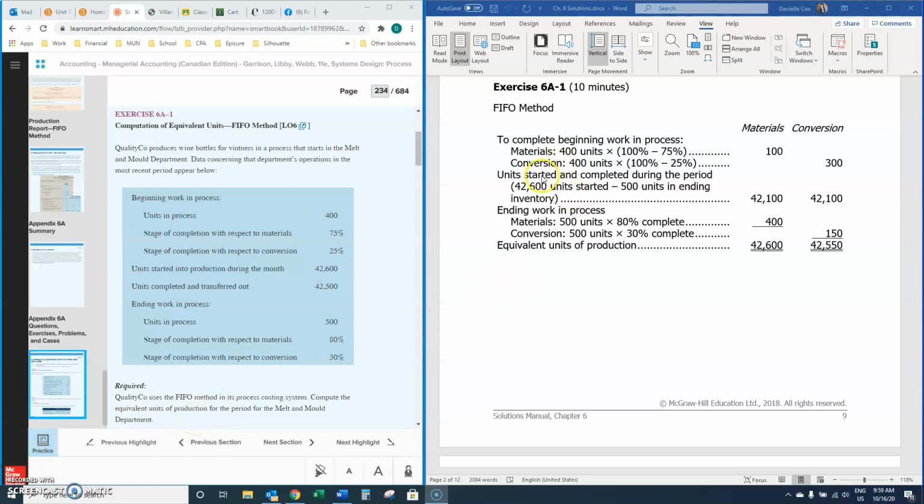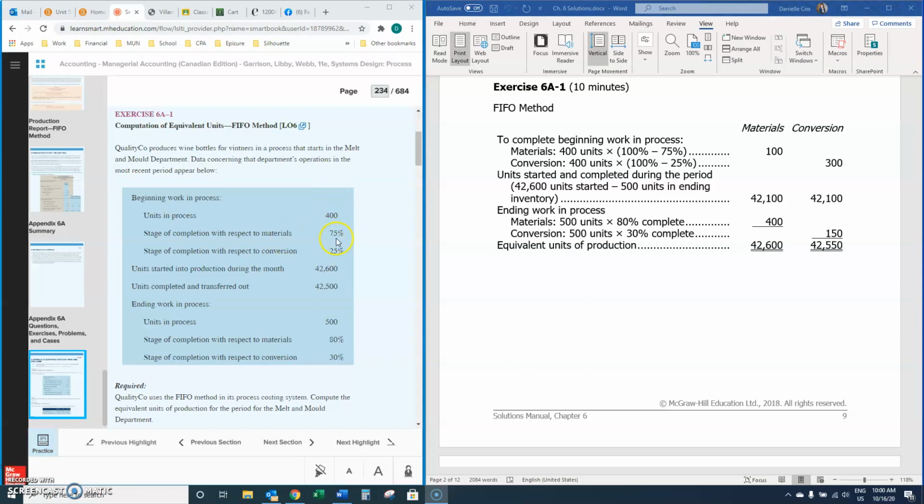So I just wanted to point this one out because basically these two steps here are the same under each method. It's this one that's different. So under FIFO, you take into account the beginning work in process. So there's 400 units in the beginning work in process, and how much work is left remaining on them. So rather than like with ending work in process here, you take 500 units and how much is completed during the month.